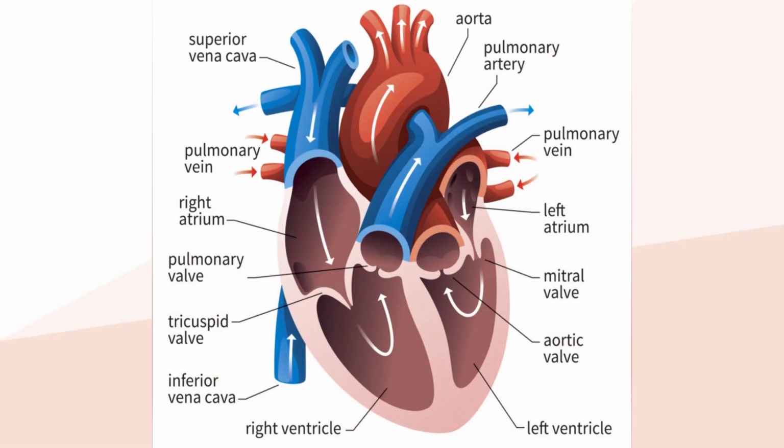Okay, so this is an easy way for us to look at our heart. As I already said before, our heart has four chambers: right atrium, right ventricle, left atrium, and left ventricle. The partition that separates the atria is the interatrial septum here, and the partition that separates the ventricles is the interventricular septum here. So we're going to focus on the right side first.